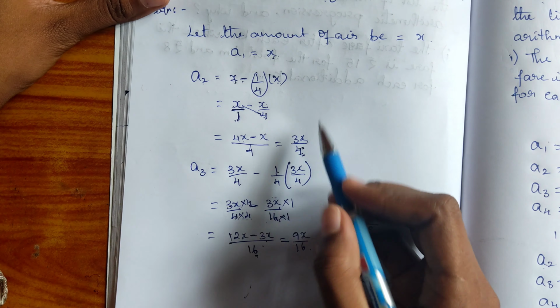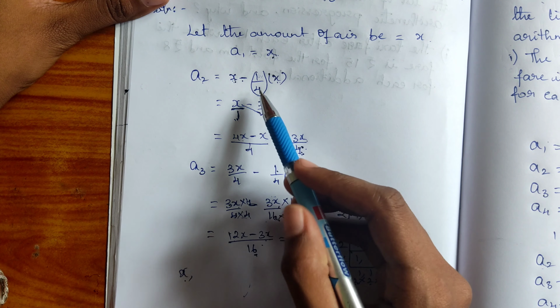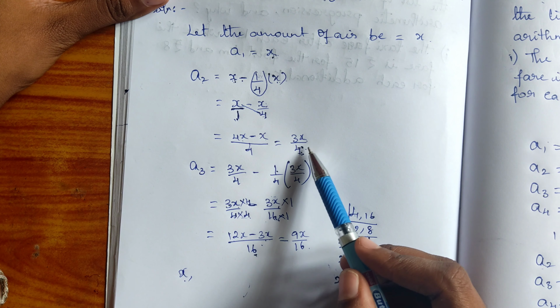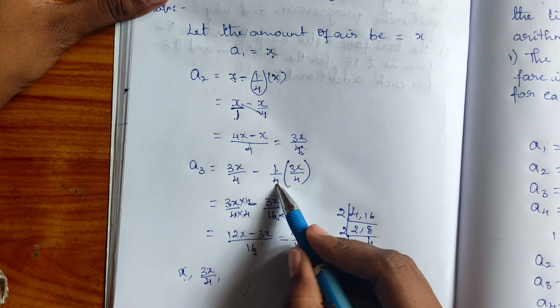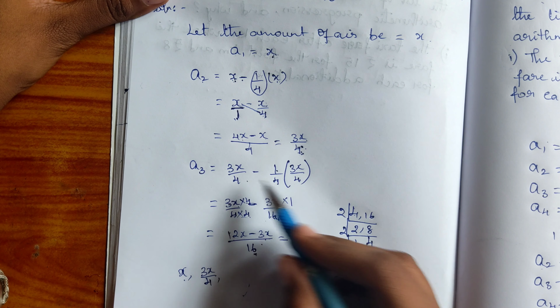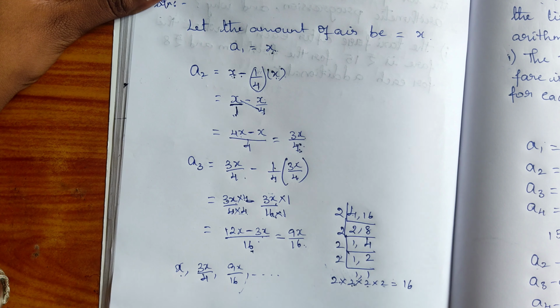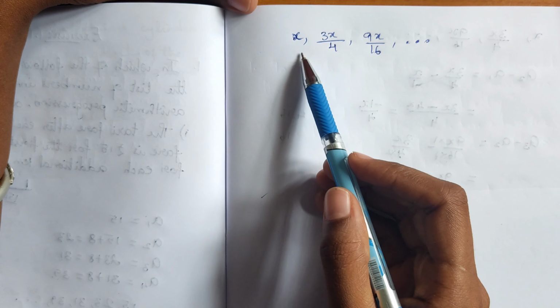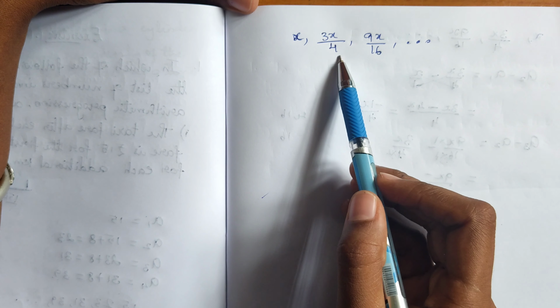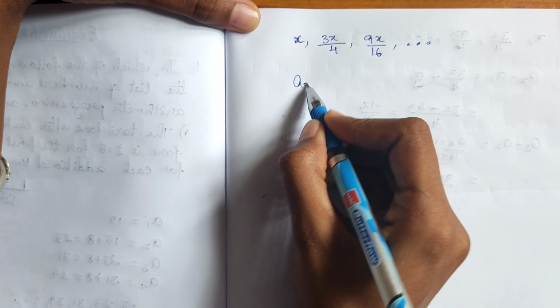So first, what did we get? X. First the volume of the air in the cylinder is x. Second time, when you remove 1/4 of that volume of air, we got 3x by 4. When you remove 1/4 of that volume too, from that we got 9x by 16. So this is the list of numbers we got. So it forms an AP. The list of terms we got is x, 3x by 4, 9x by 16. We'll find whether it forms an AP or not.